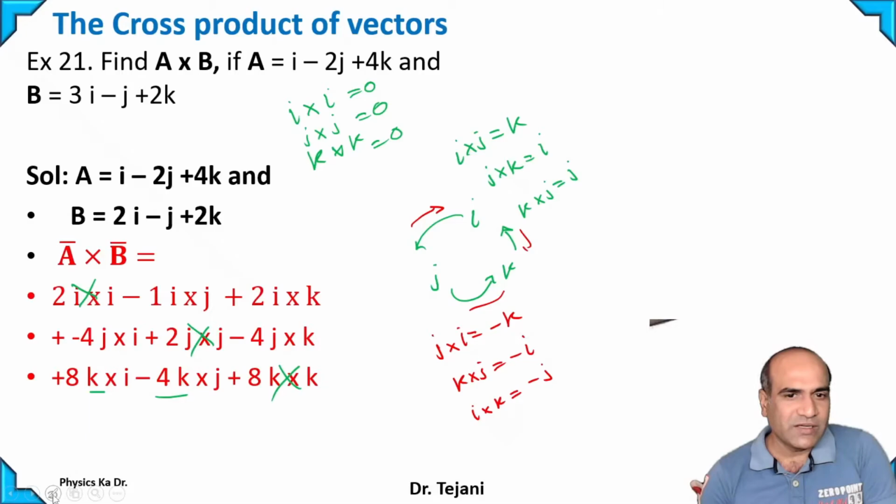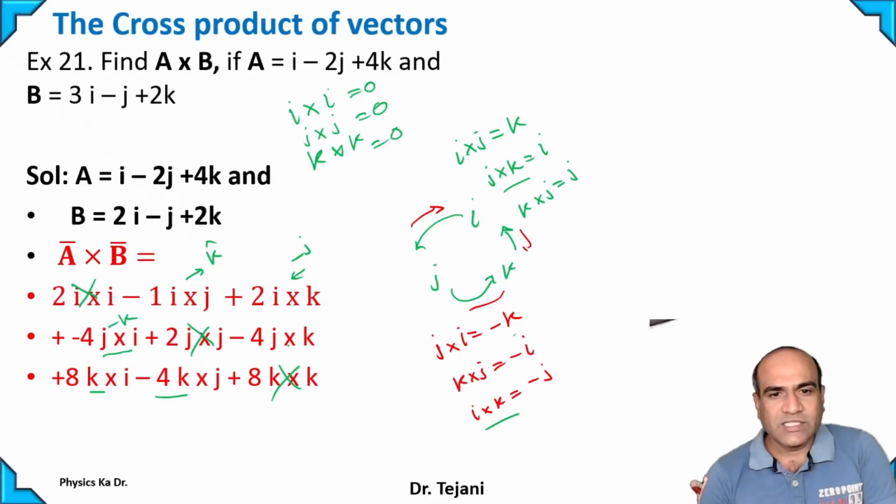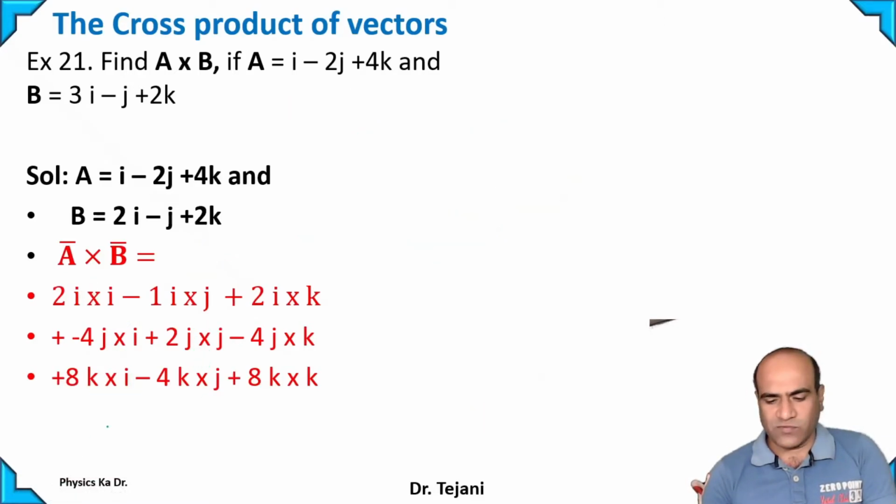We need to put all these values here. So ij becomes k, ik becomes minus j, similarly ji is minus k, jk becomes i, ki is equal to j, right? ki is j, and next is kj, that becomes minus i. So you need to put all these values in and find the solution.